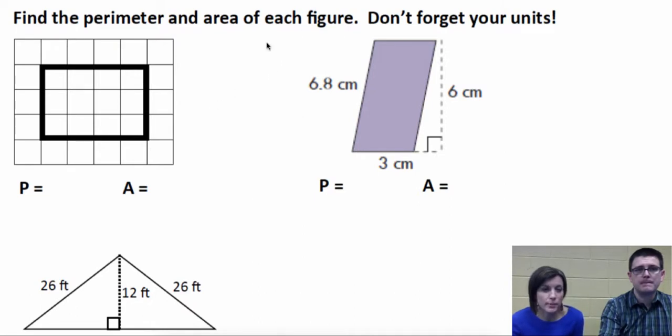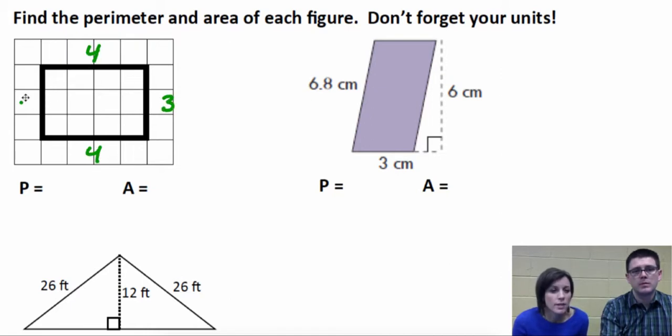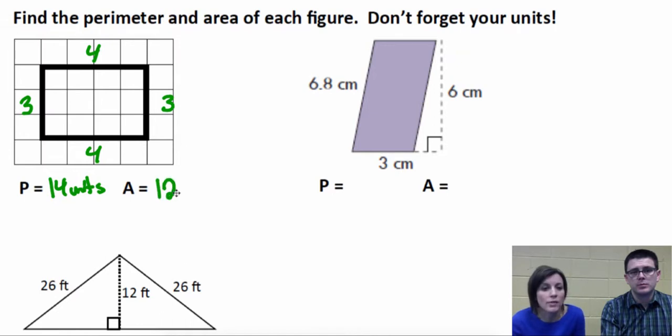All right, find the perimeter and the area of each figure. So it looks like we have 4 as our base, 3 as our height. Can you write in the 4 and the 3 for the other dimensions? So it looks like we have 14 units for our perimeter. So she just added together all 4 of her sides. And then the area would be 4 times 3, which would be 12 units squared. We want them to write out the 4 times 3 when they're showing their work.